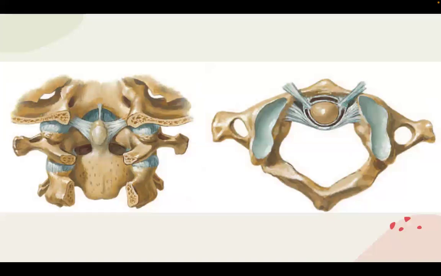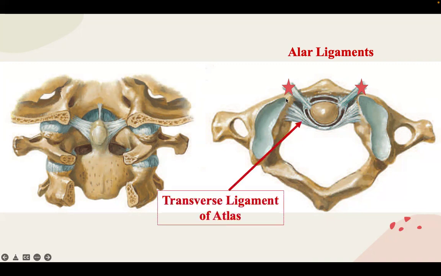This joint is stabilized by the alar ligament, which limits excessive rotation. And this is the alar ligament, and this is the transverse ligament of the atlas.